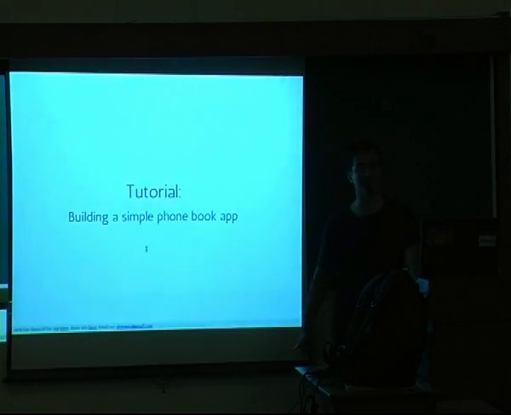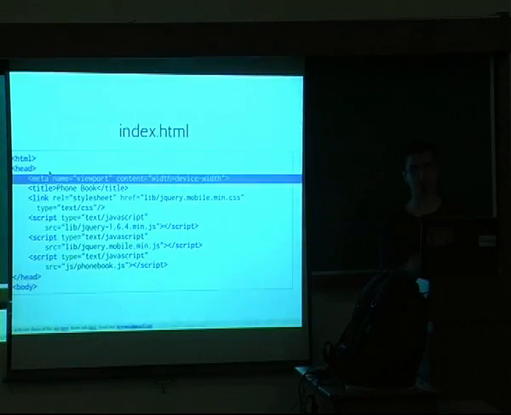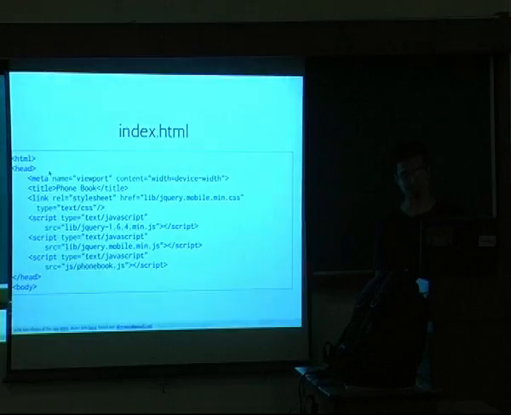So here's what we're going to start doing. We're going to build a simple phone book application. In your index.html, there's nothing special. You need to specify the meta name of viewport, and it's done in every example inside jQuery Mobile. You just need to give it the CSS, the jQuery Mobile JavaScript, and the minified jQuery JavaScript as well, and any custom JavaScript you want to execute.